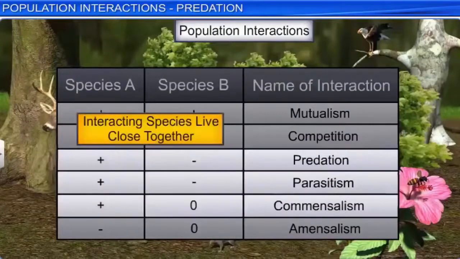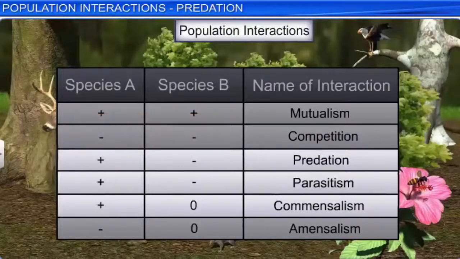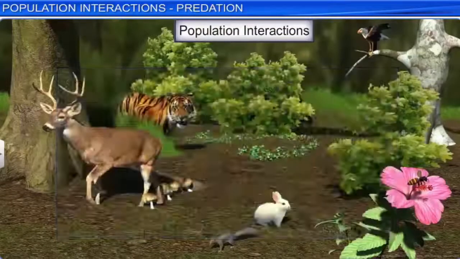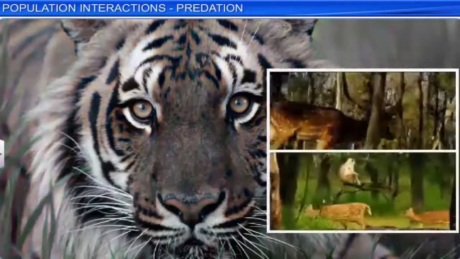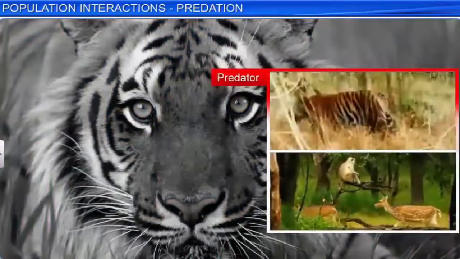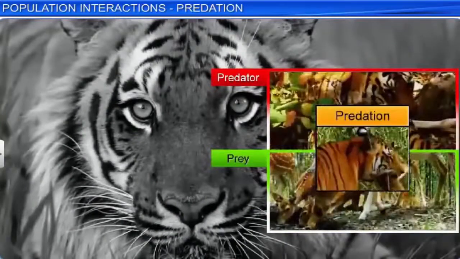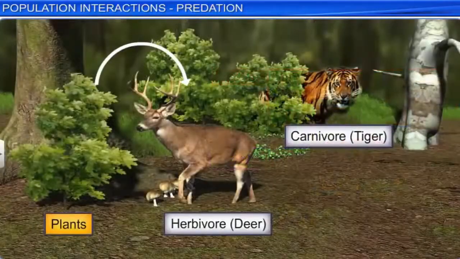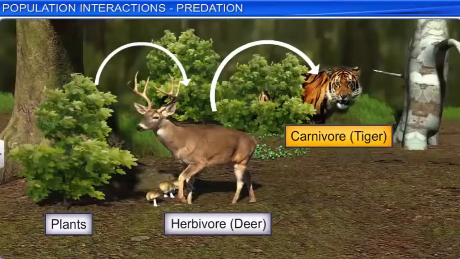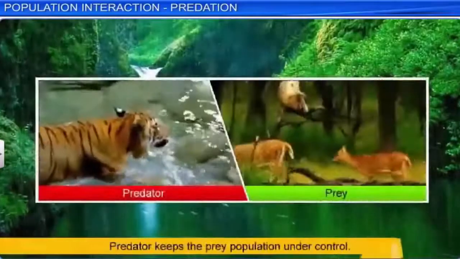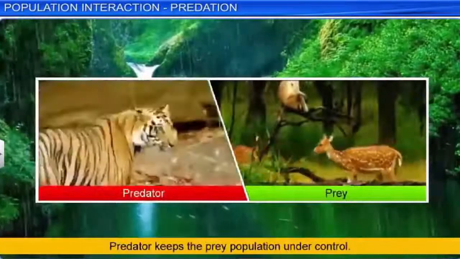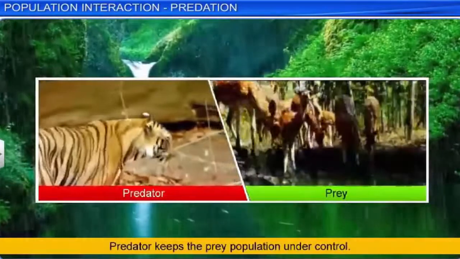Let's look at predation in detail. When members of one species, called the predator, feed on another species called the prey, the interaction is known as predation. For plants, herbivores are the predators, which in turn are predated by carnivores. In fact, predation helps in the transfer of energy from one trophic level to another. Apart from functioning as conduits for energy transfer, predators also help to keep prey populations under control.